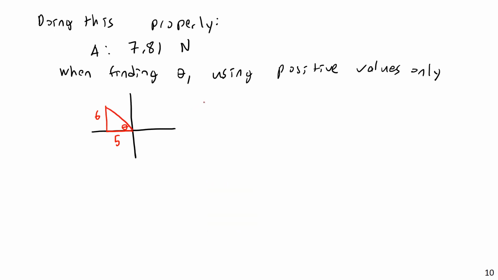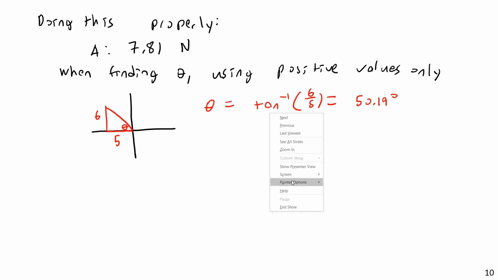This theta here. And theta is equal to the inverse tangent of, and this would be a reference angle again, being measured off of the local x-axis, positive or negative, and so that would be 6/5, and the inverse tangent of 6/5 is, of course, 50.19 degrees. And so that means that this theta right here is 50.19 degrees.